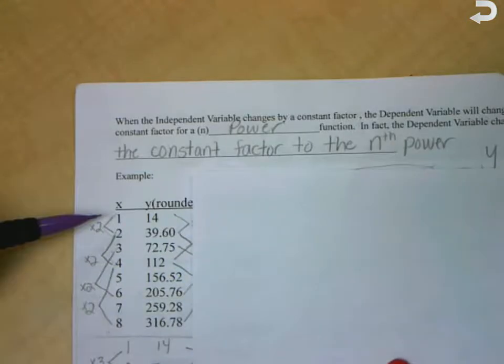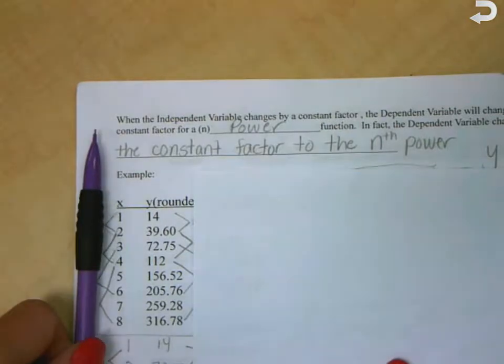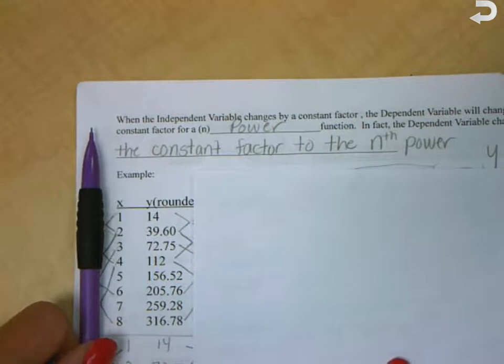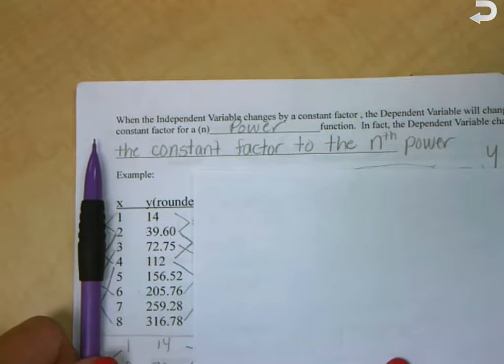I have some data here where my independent variable goes from 1 to 8, and I have the dependent variable going from 14 up to over 300. Now if I graph the data, I would definitely find a curved pattern, so many people would think initially that it might be some type of an exponential curve. However, it's not. I've tested for exponential.